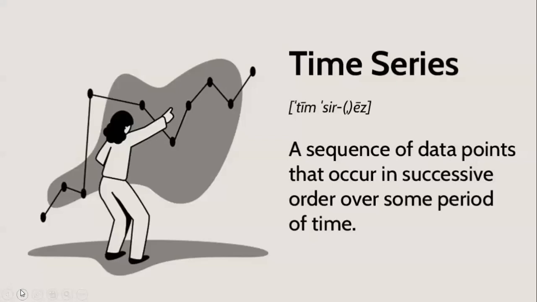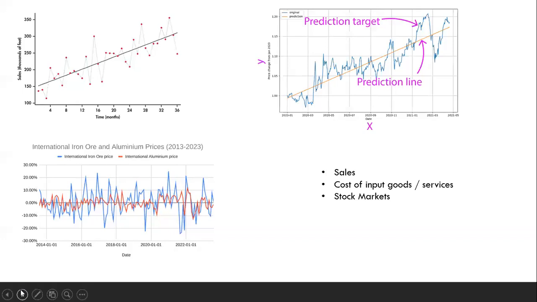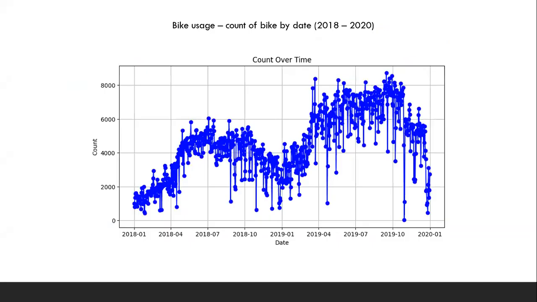Do we all understand what is time series? It is a sequence of data points that occur in successive order over some period of time. And these are the most common examples of time series. The first one you can see is the sales over a period of time. Then you have the price changes over periods of time for international iron ore and aluminum. And then you have the stock market predictions, where the price of the stock goes up and down over periods of time. So these are three very, very common values.